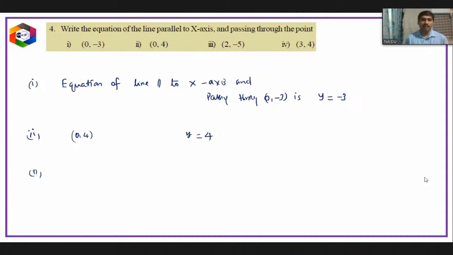Yes, now the next question is (2, -5). Now I want the equation of the line parallel to x-axis and passing through (2, -5). If it is parallel to x-axis, no doubt that y equal to, yes, very good children.